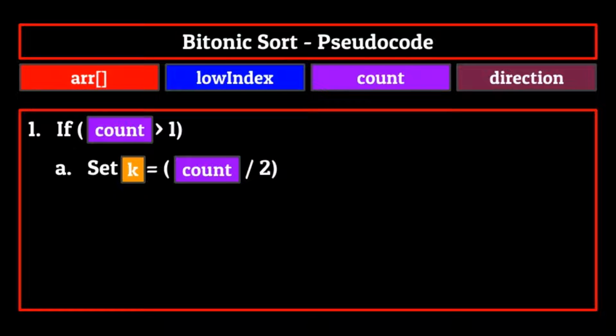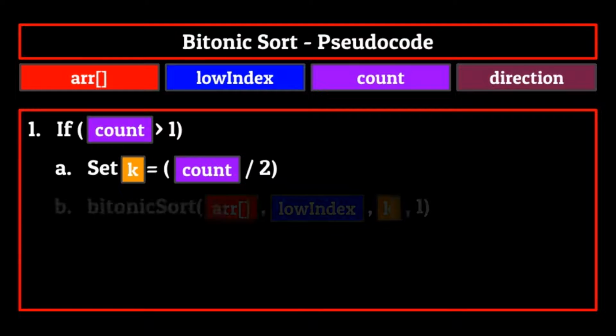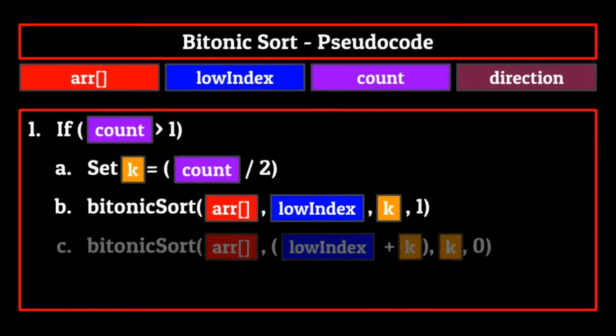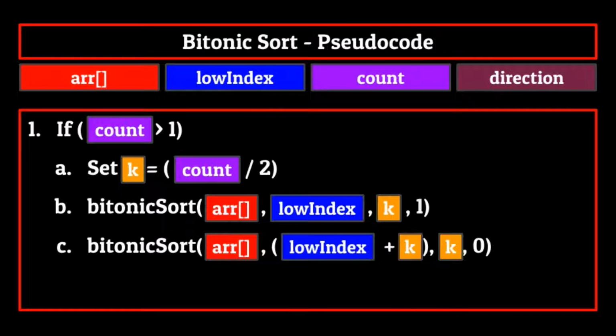So after we've calculated k, which, if you can't tell, is the median index of the dataset that we're currently sorting, it's time to recursively call Bitonic sort on the left and right halves of this list. So we call Bitonic sort twice, passing in r, low index, k, and 1 for the first call, and r, low index plus k, k, and 0 for the second call.